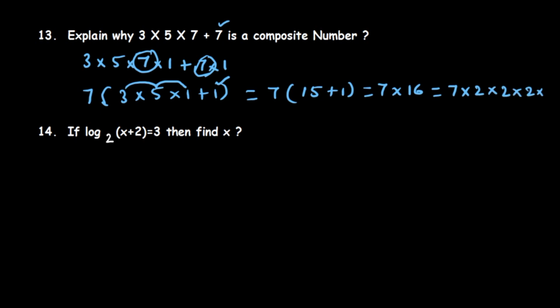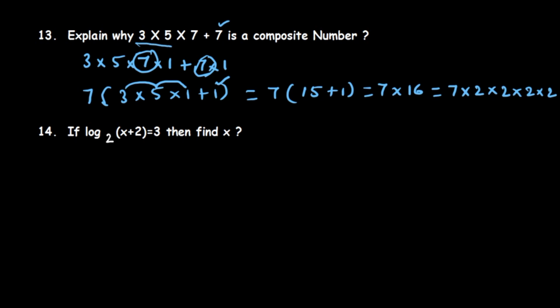Now we can check it. 7 into 2 into 2 into 2 into 2, we have written that given one. That means this is the product of prime numbers. So from the fundamental theorem, every composite number can be written as the product of prime numbers. So here I have written the product of prime numbers. That means this given one is a composite number.